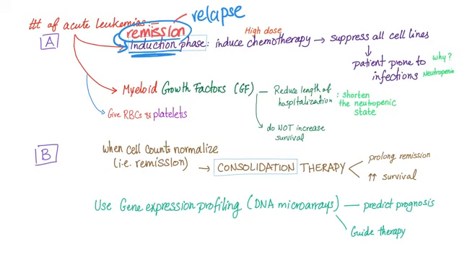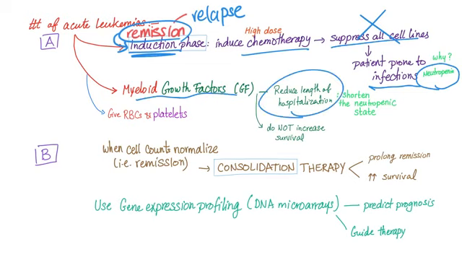We do this by high-dose chemotherapy. They suppress all of the cell lines. Okay, pancytopenia is going to occur and the patient is prone to infections. Okay, especially neutropenia. Okay, we can give them myeloid growth factor. They reduce the length of hospitalization, but they do not increase survival. In other words, they decrease morbidity, but they do not decrease mortality.